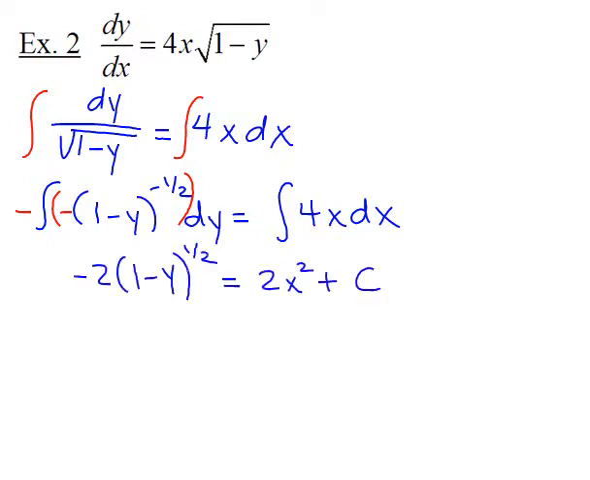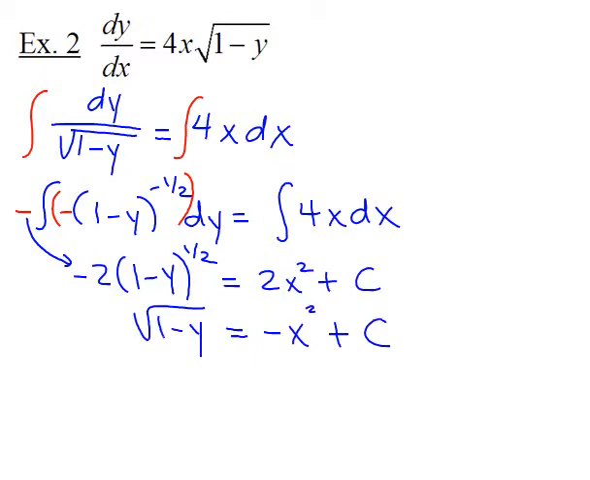Anti-differentiating, I get negative 2 times 1 minus y to the 1/2 equals 2x squared plus c. The negative in front of the 2 comes from the negative that I multiplied outside the integral in the last step. Next, I'll isolate y. You might not always have to isolate y in your solutions. We didn't in the first example because it would have been very difficult. Look for directions like "as a function of x" as an indicator that you need to solve for y. I've omitted the directions in all of these examples, so we're just solving.